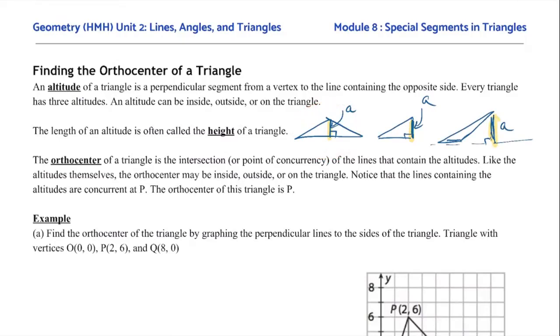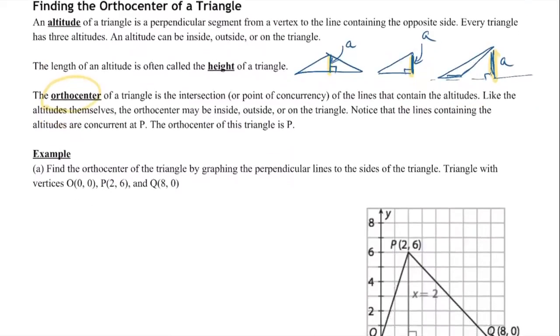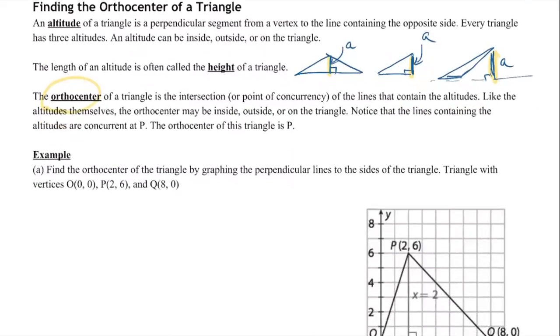And the concurrent point of the altitudes is called the orthocenter of the triangle. It's the intersection, the concurrent point, of the lines that contain the altitudes, right? Okay, so now let's try to figure this out, okay?